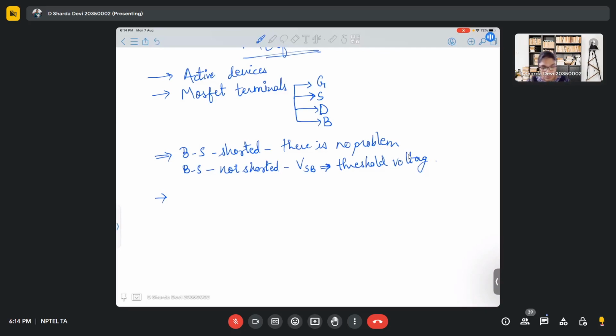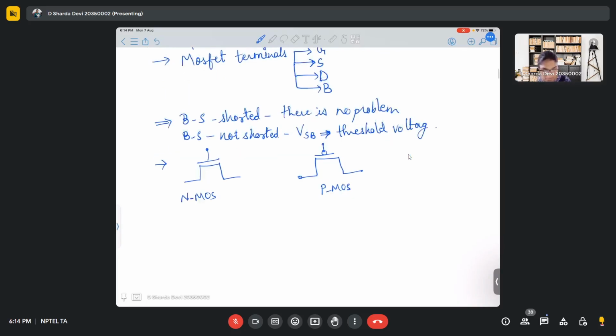So, what are the basic MOSFET symbols that we use? This is a very basic MOSFET symbol, right? This is for NMOS. This is for PMOS.